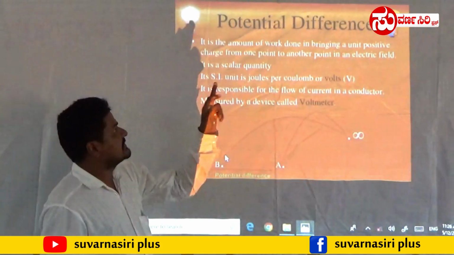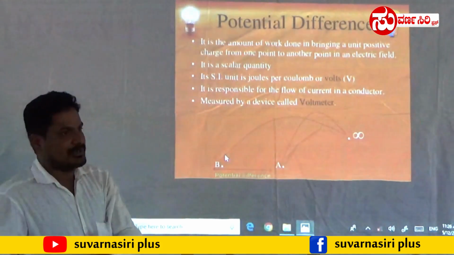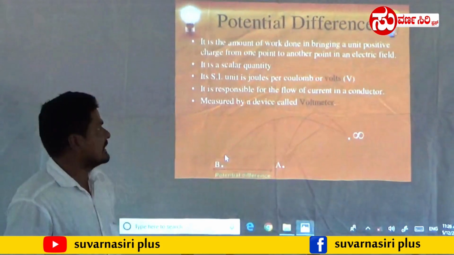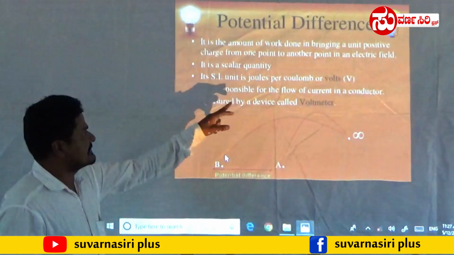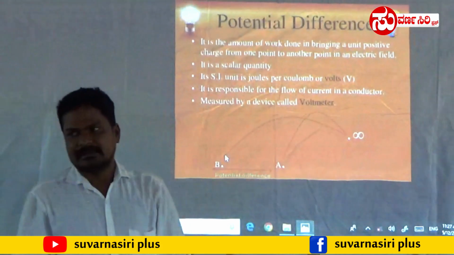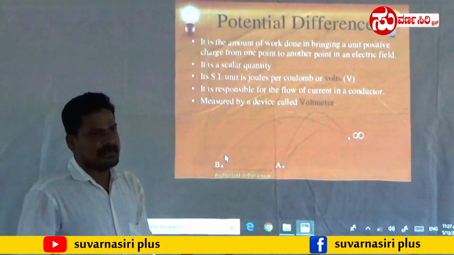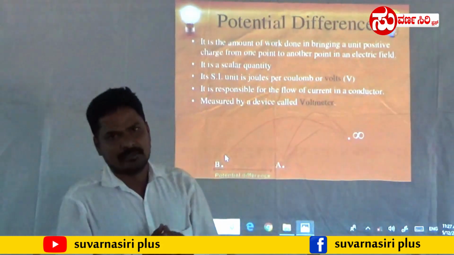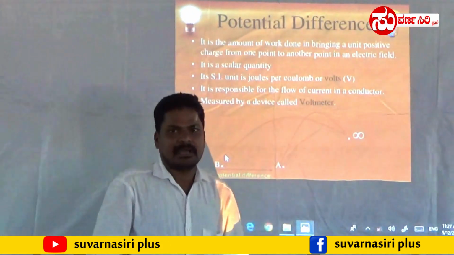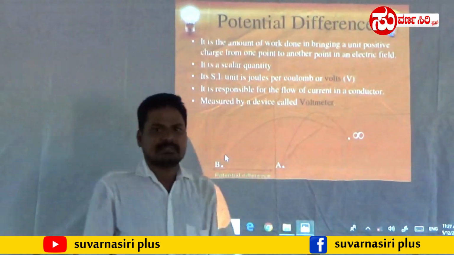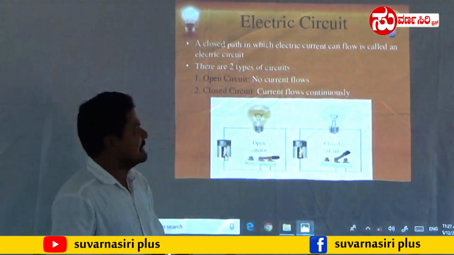Next, the potential difference is the amount of work done, as I already said, to carry a positive charge from one point to another point in the electric field. It is a scalar quantity and its SI unit is volt. It is responsible for the flow of electric current, and it is measured using a device called a voltmeter. Dear students, just keep in mind, an ammeter is a device used to measure the electric current, but a voltmeter is a device used to measure the potential difference.